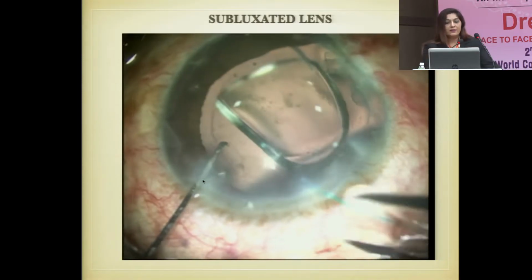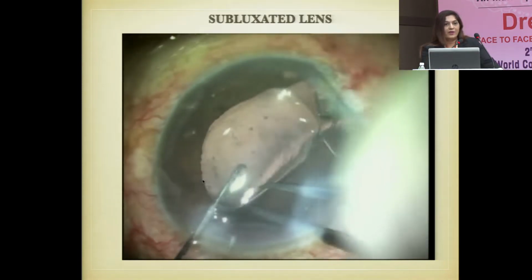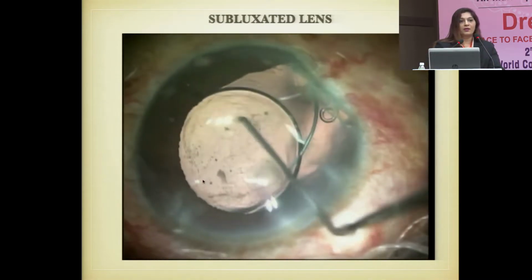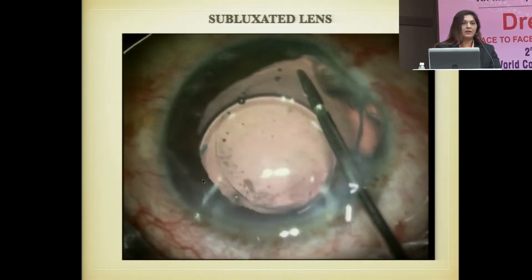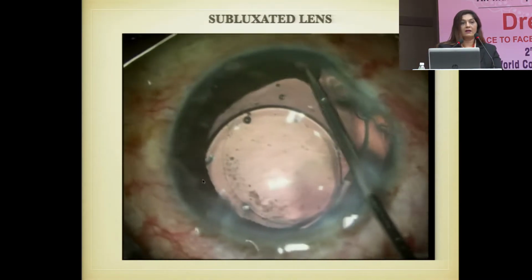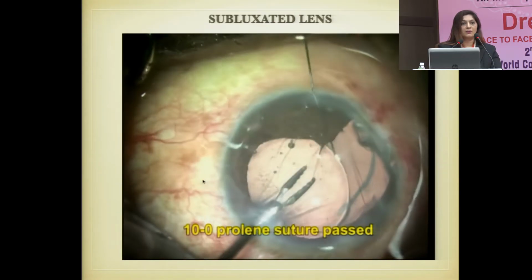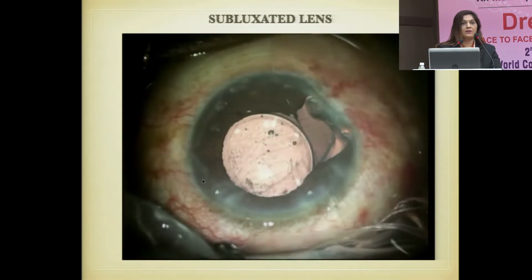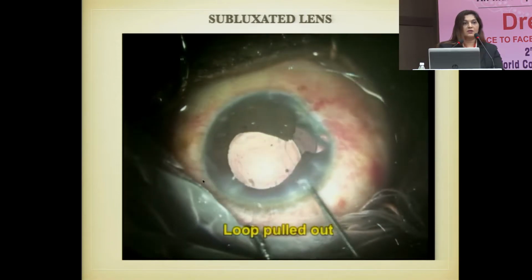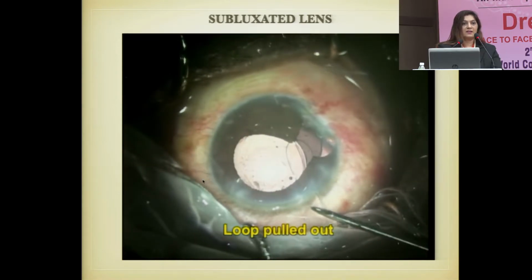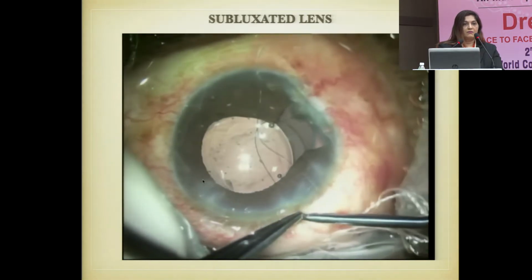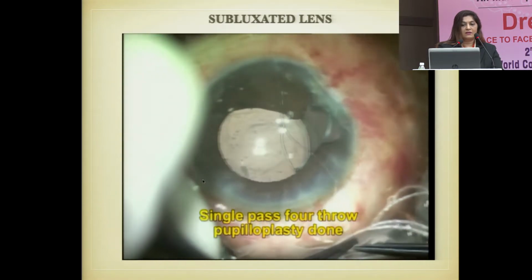The only thing is that many times I consider putting a three-piece intraocular lens, not because it is specifically indicated, but just because if there is another complication coming up in the postoperative period, you don't have to open up the eye. This same intraocular lens can be intrasclerally fixated, and the case can be settled down at that point of time.